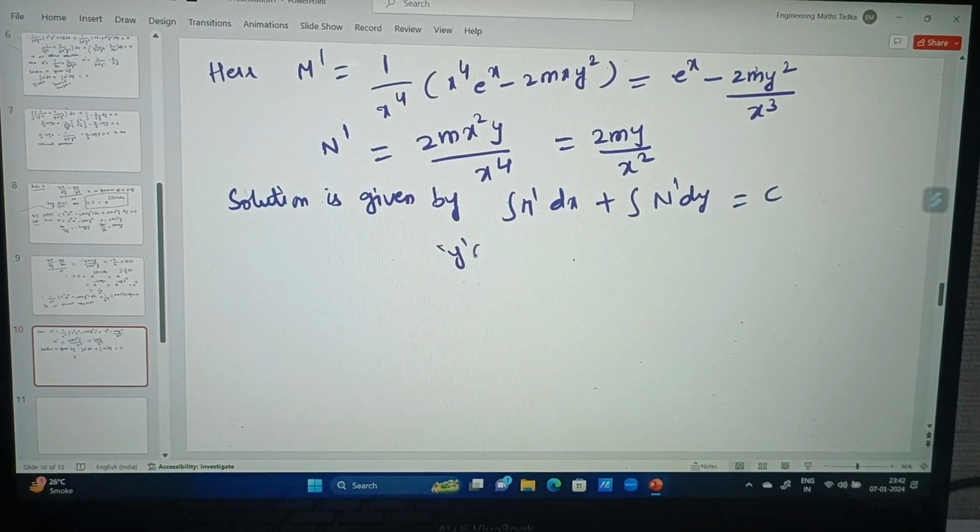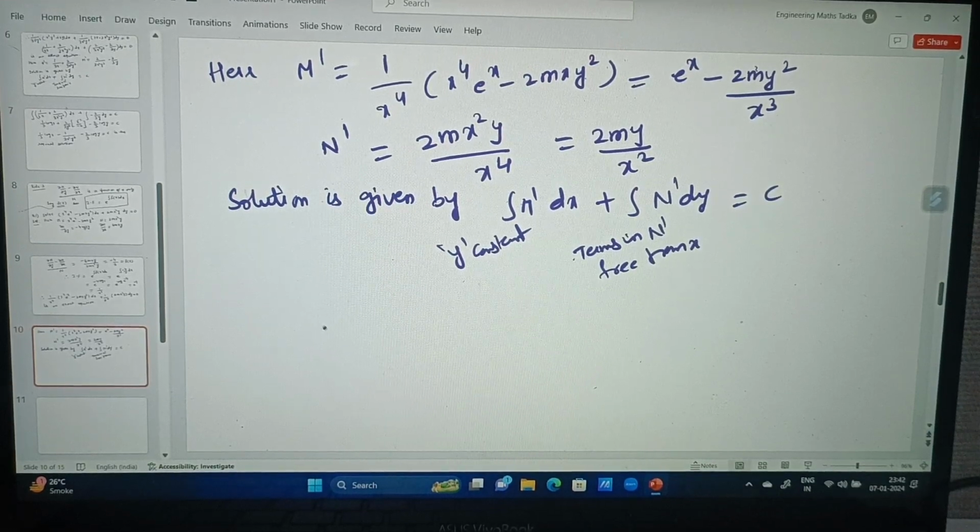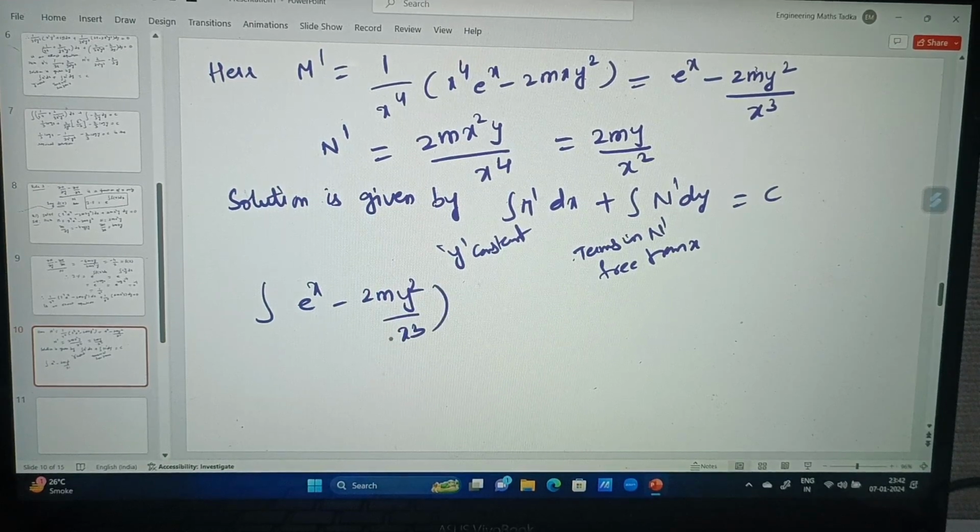You have to write when you are integrating the function m dash with respect to x, y is treated as constant. When you are integrating the function n dash with respect to y, you need to consider the terms in n dash which are free from x, isn't it? So you are going to write it as integral e to the power x minus 2m y square upon x cube into what? Dx. Plus you will be writing integral 0 dy is equal to c. इंटीग्रल 0 dy क्यों लिखा है? क्योंकि n डैश में x टर्म एग्जिस्टिंग है, तो इसके लिए ये टर्म को हमको कंसिडर नहीं करना है.